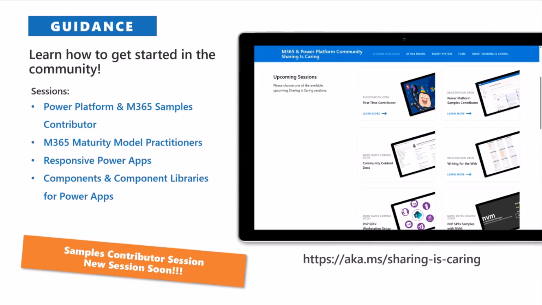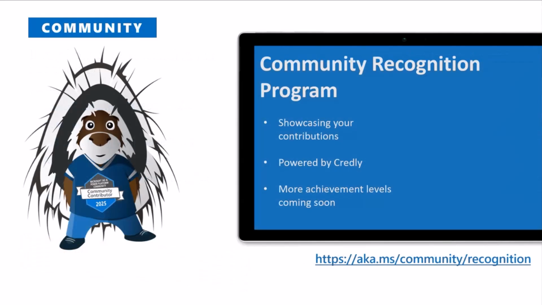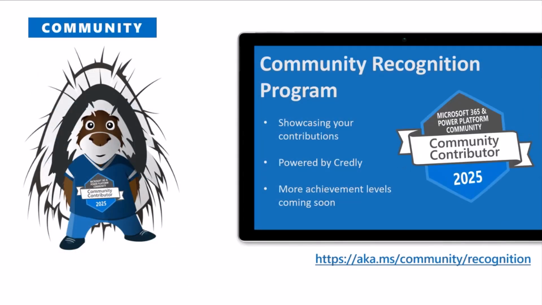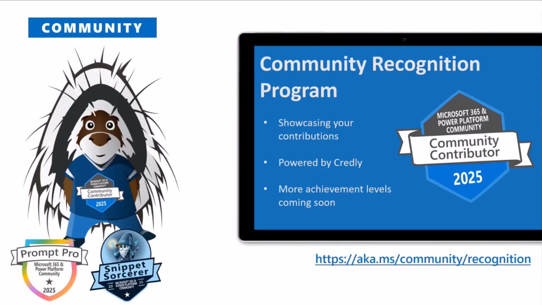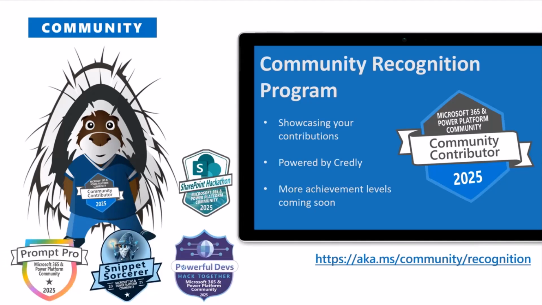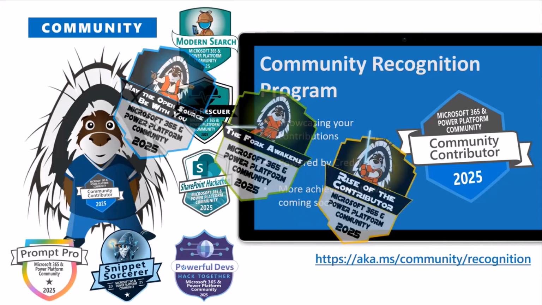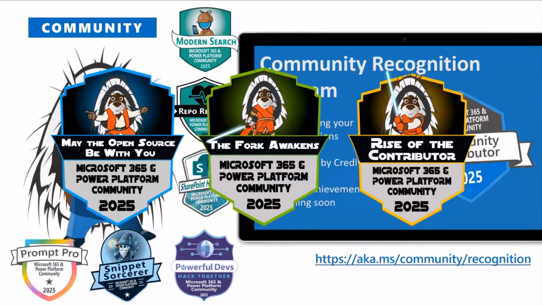And why does it matter that it counts as a contribution? Well, it's because we want to recognize you for the amazing contributions you're making, and that is our recognition program. We've got tons of badges, Prompt Pro, Snippet Sorcerer, which we'll talk about today. We've got the hackathons that just wrapped up. That SharePoint hackathon's going out today, so be on the lookout just after this call. Repo Rescue and Report. We are live in the Star Wars campaign right now. I've seen a few of those Open Source Be With You badges out there. People are so close to The Fork Awakens and Rise to Contribute. You just need to contribute 1, 3, or 5 times over the next 3 months, and you can get the whole set.